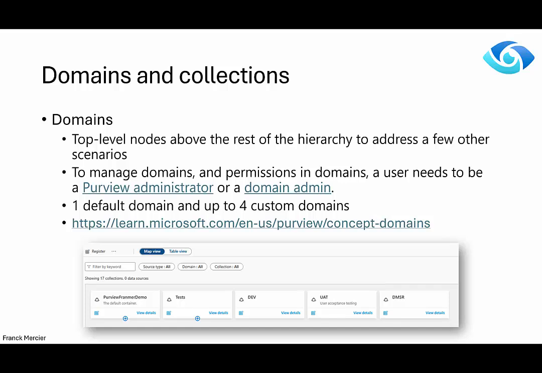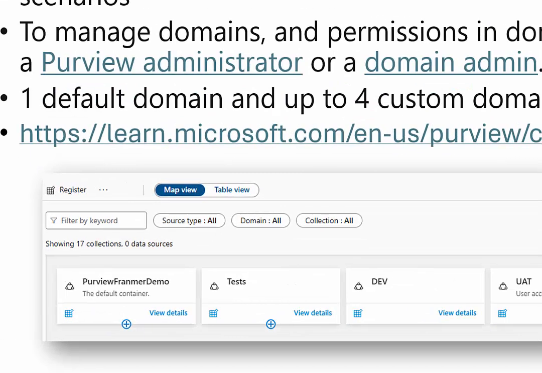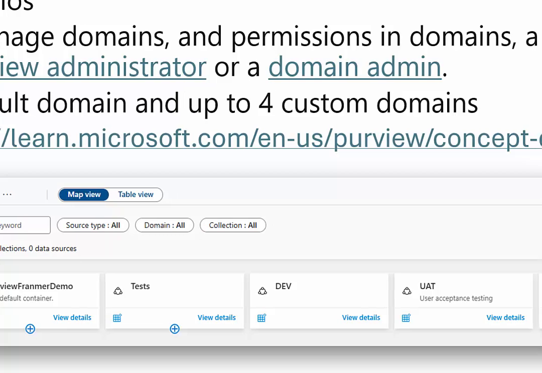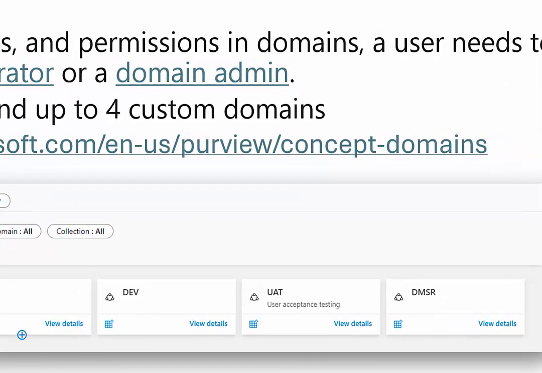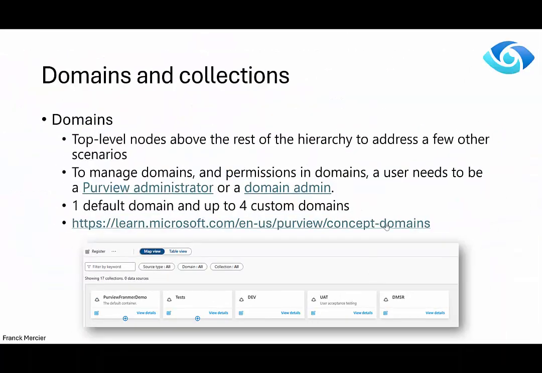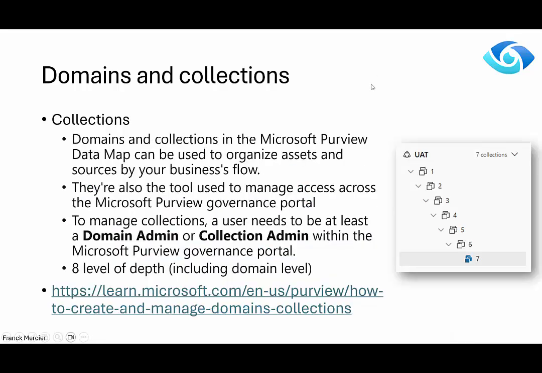Actually, you will have one default domain, the one you will get when you create the account. On top of the default domain, you will be able to add up to 4 custom domains. So as you can see here, you can have in total 5 domains according to the environment you would like to create. Then under the domain, you will be able to create collections.